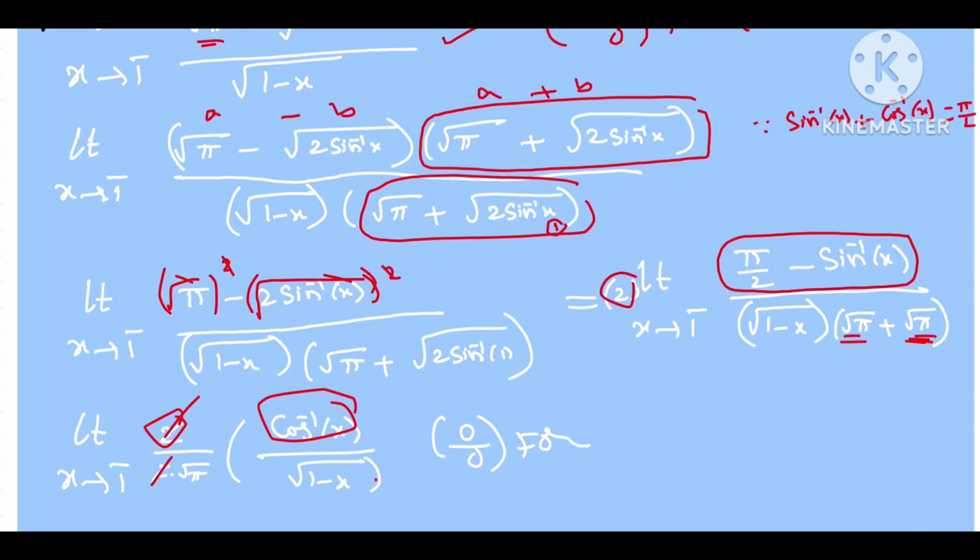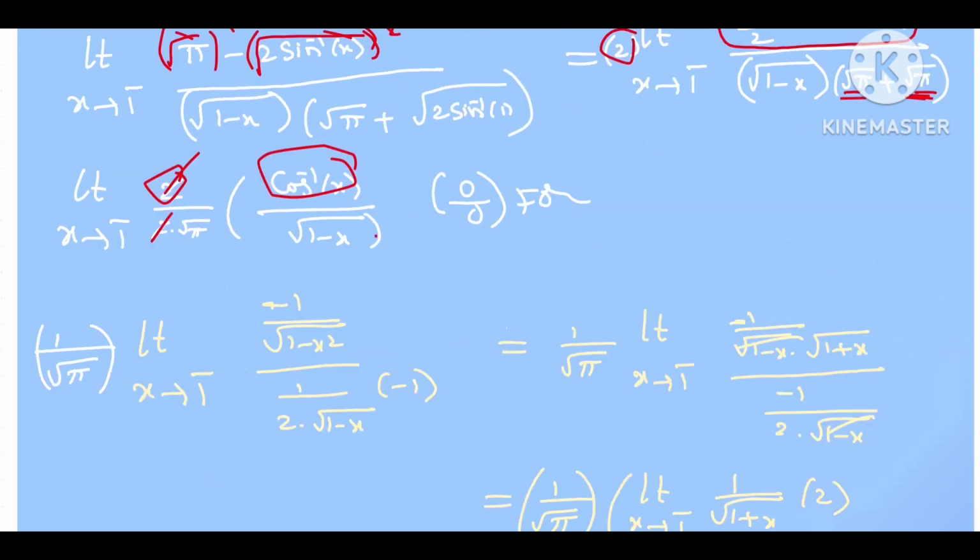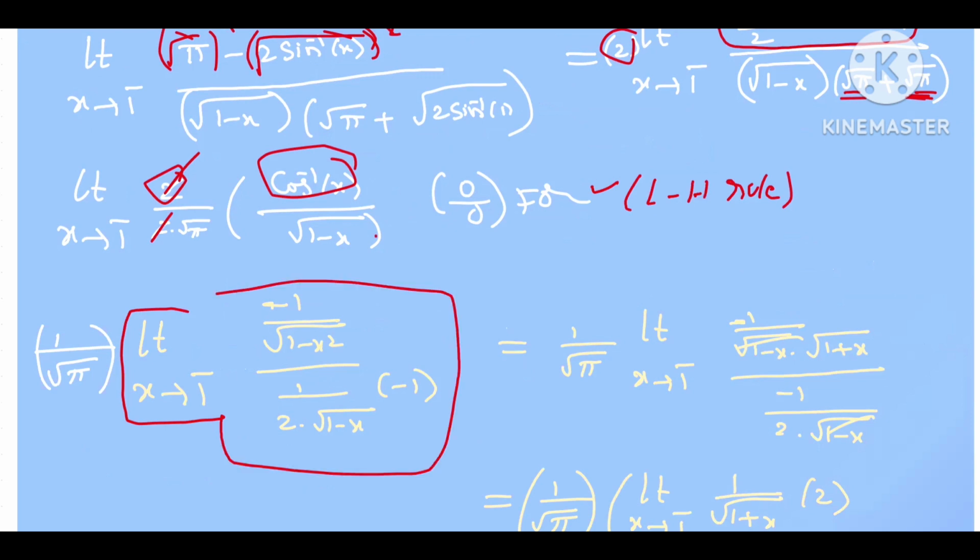Now, expression zero substitution, what we get here is the 0 by 0 form. So now we should use L'Hospital's rule. 1 by root pi is constant here, limit extends to 1 minus. So what is the L'Hospital rule? Differentiation of cos inverse x, we get minus 1 by root 1 minus x square. The denominator root function derivative is 1 by 2 root 1 minus x, into the derivative of under root, minus x, which is minus 1. The 1 minus x derivative is minus 1.